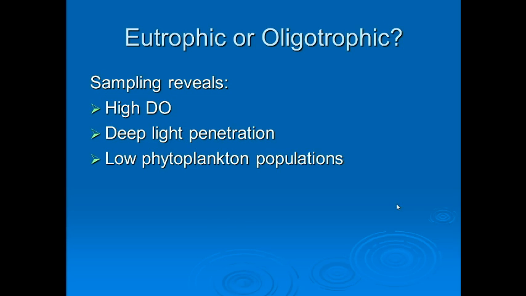So here's a question. Is this a eutrophic or oligotrophic system? Sampling reveals high dissolved oxygen, deep light penetration, and low phytoplankton populations. This would be oligotrophic. It has lots of oxygen for our fish to breathe. The light gets all the way to the bottom so that the SAVs can thrive, and the algae, the phytoplankton, is kept under control.